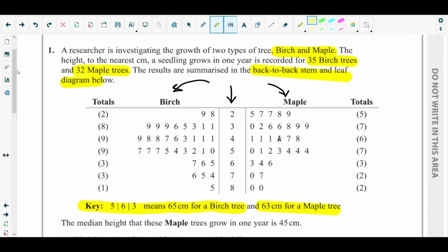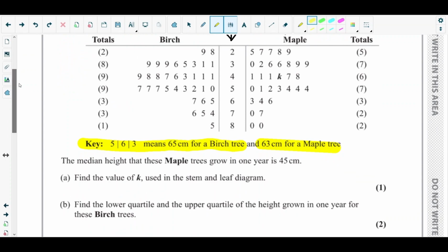Next, the median height that these maple trees grow in 1 year is 45 centimeters. The median is Q2, so Q2 is given as 45 centimeters. So we know the median. They are asking to find the value of k used in the stem and leaf diagram in part A. Let's see what k is.